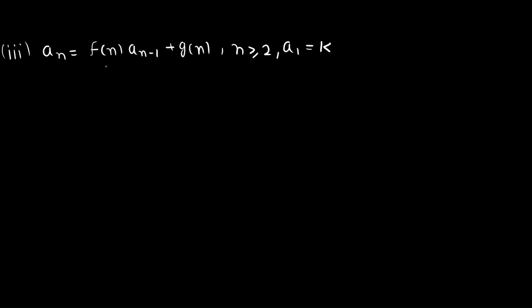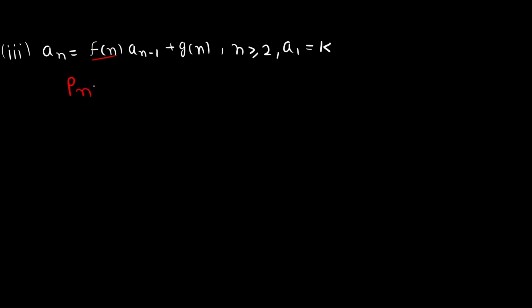Here we are given an is equal to f of n times an minus 1 plus g of n. Now here we can neither divide by an minus 1 and do a product, nor subtract and do the summation. Neither of them works since we have an f of n here. Now in order to deal with this, we'll try to convert this into a form that we have dealt with before. And in order to do that, we'll do a manipulation.